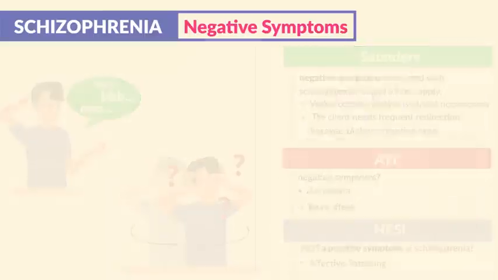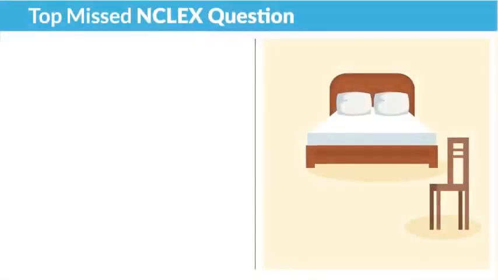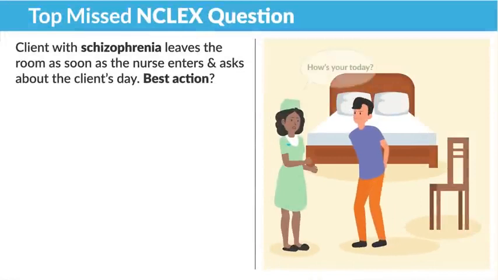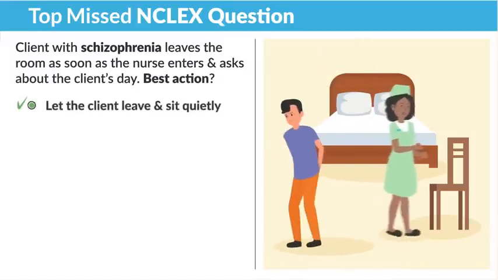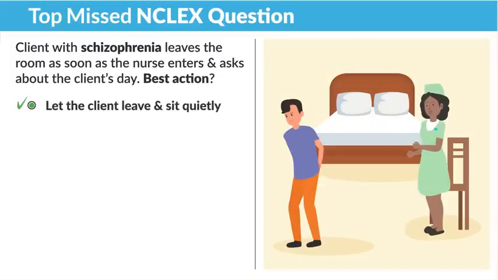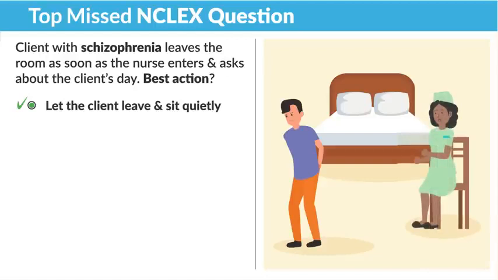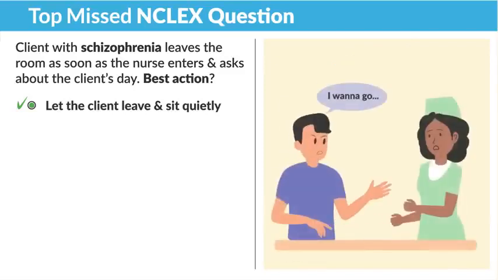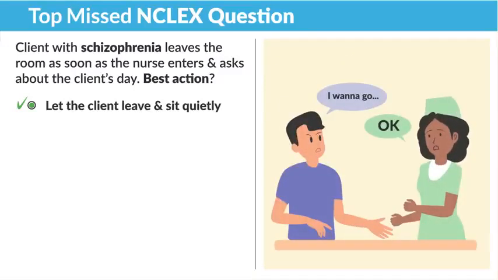Now for a top missed NCLEX question. The client with schizophrenia leaves the room as soon as the nurse enters and asks about the client's day. What's the best nursing action? Let the client leave and sit quietly. Yeah, just sit down and be quiet. Now I know this sounds weird, but this is the best way to slowly earn the client's trust by frequently making contact and accepting the client's free decision to go where they please.